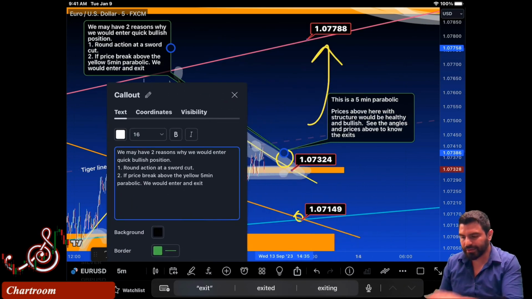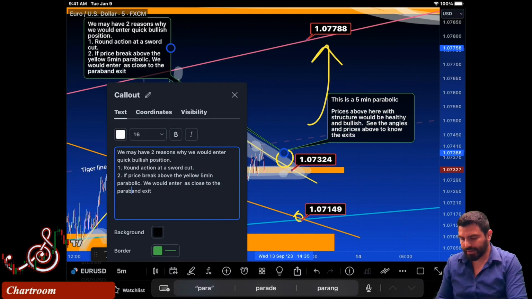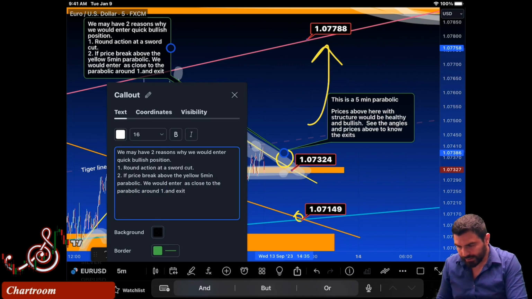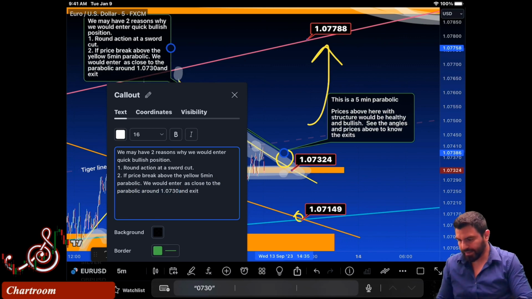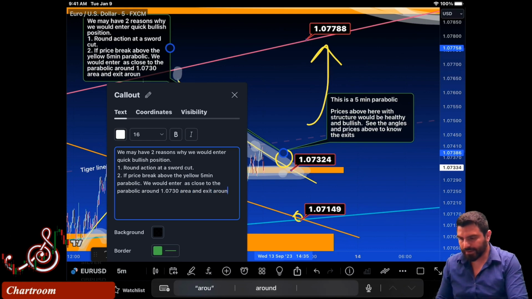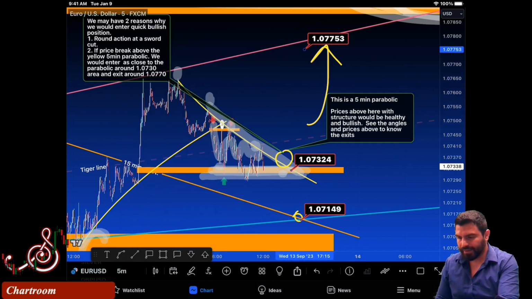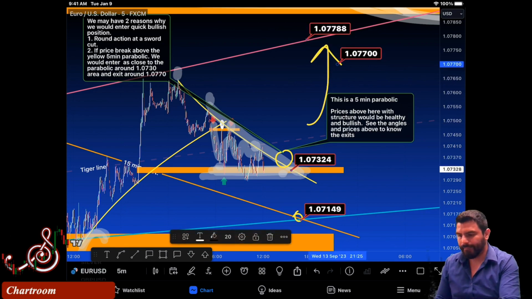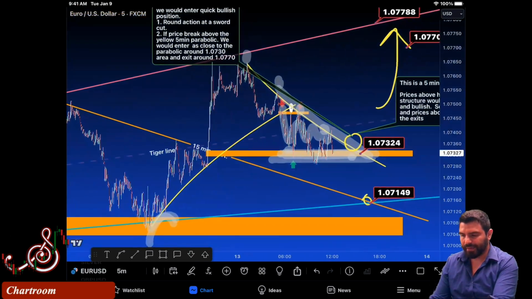And let's put those prices. We would enter as close to the parabolic, and those prices are currently around 1.0 area, and exit around 1.077, and I'll just put 0.770. I don't want the full 8 because I'm not going to be greedy. I'll be exiting somewhere around here. 770 is about right here. Okay, we don't need to be greedy. Okay, does everybody see that?